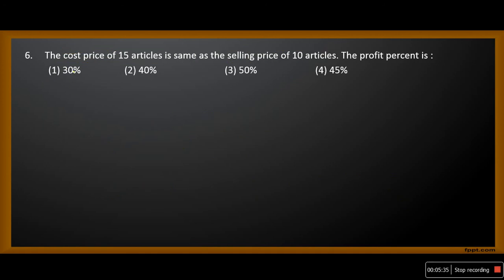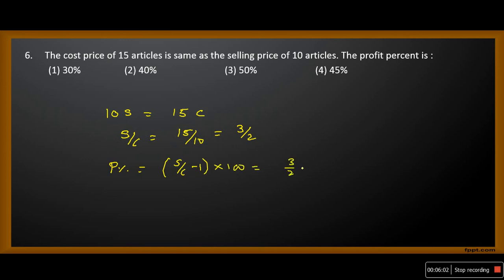Next, coming to the 6th question. The cost price of 15 articles is the same as the selling price of 10 articles. What is given? 10 articles selling price is equal to 15 articles cost price. So S by C is equal to 15 by 10, that equals 3 by 2. Profit percent or gain percent, both are the same, equals (S by C minus 1) into 100, that equals (3 by 2 minus 1) into 100, that equals 1 by 2 into 100. On simplification you get 50%. So the answer is 50%.